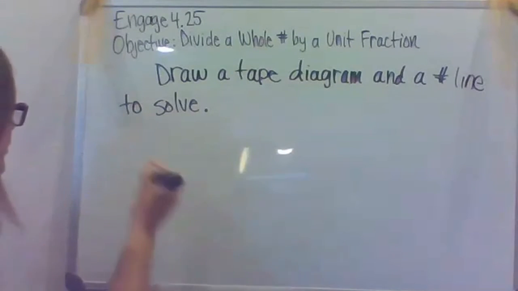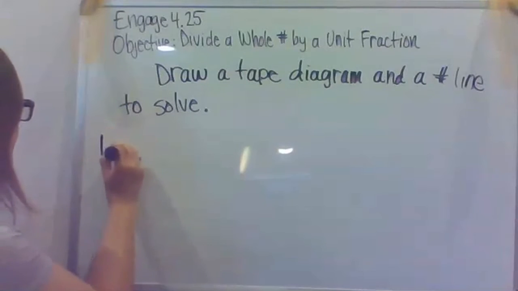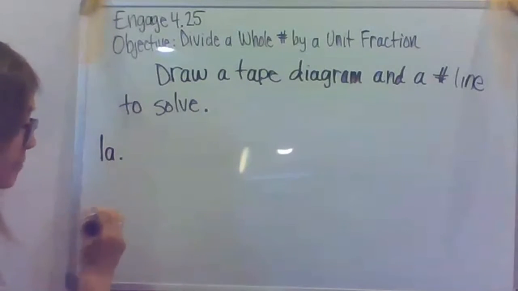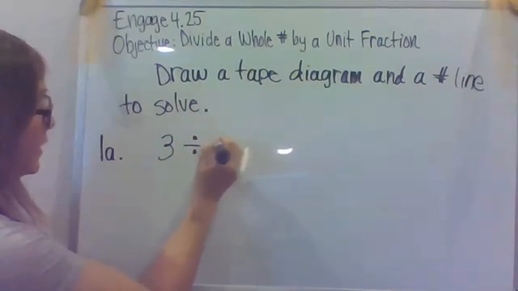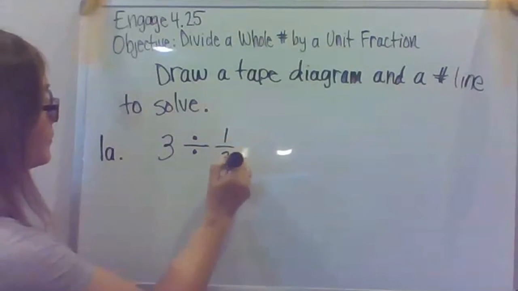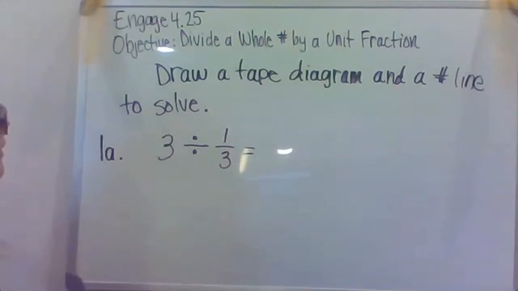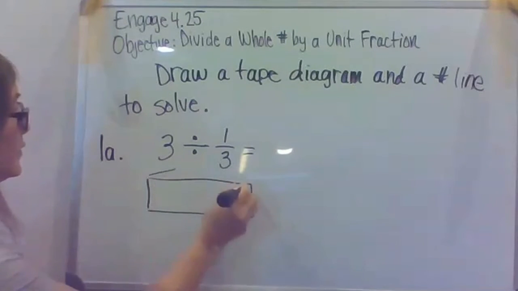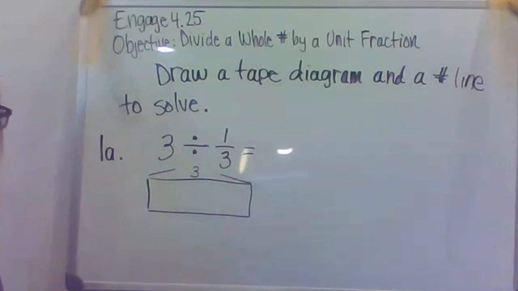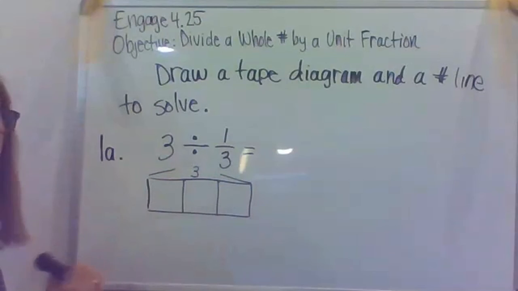Okay, all right, so for 1A, again, this is coming from homework, it would ask you to solve 3 wholes divided by 1/3. So we have to solve that. They want us to use the tape diagram and a number line. Okay, so I'm going to start off with my tape diagram. So I would have, this is my whole, okay, my 3 whole things. Immediately take your wholes and chop it up into 3 whole things. This is 1 whole, 2 wholes, 3 whole things.